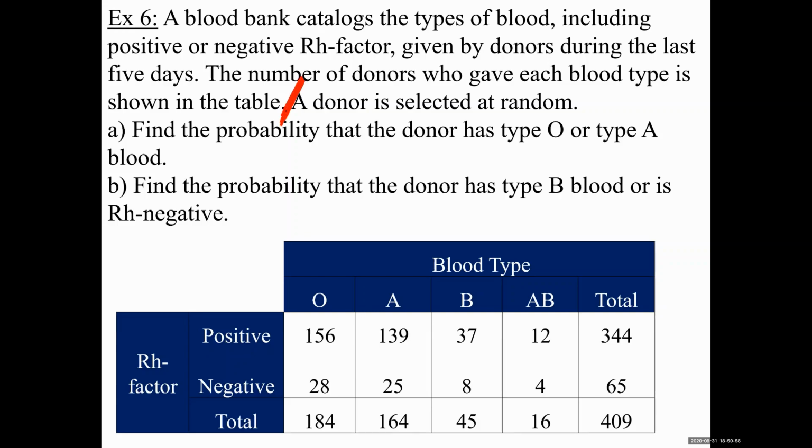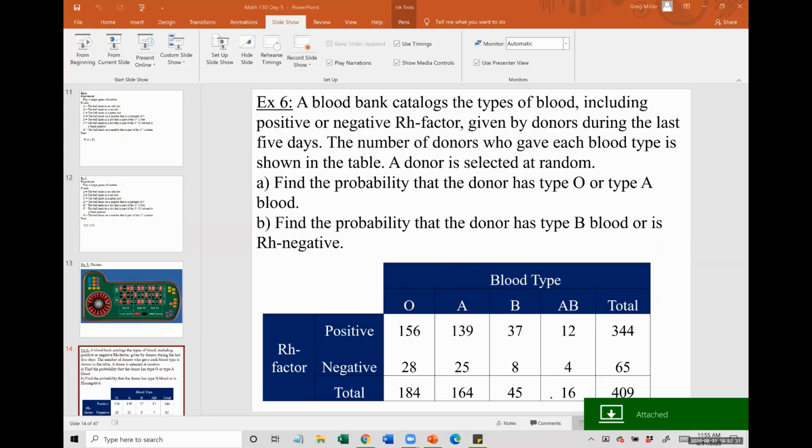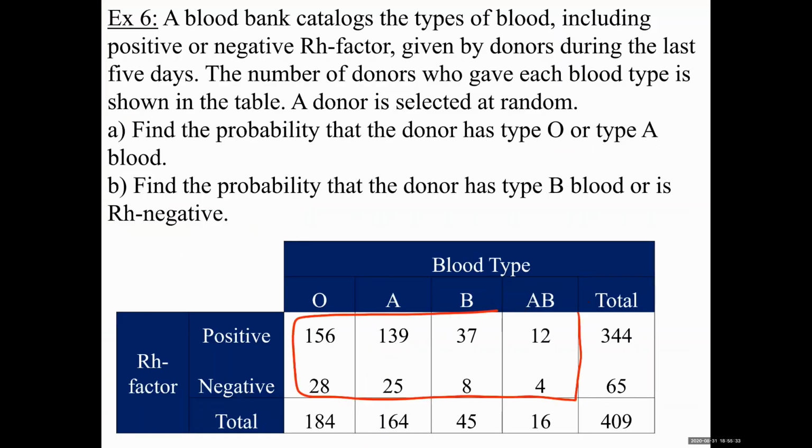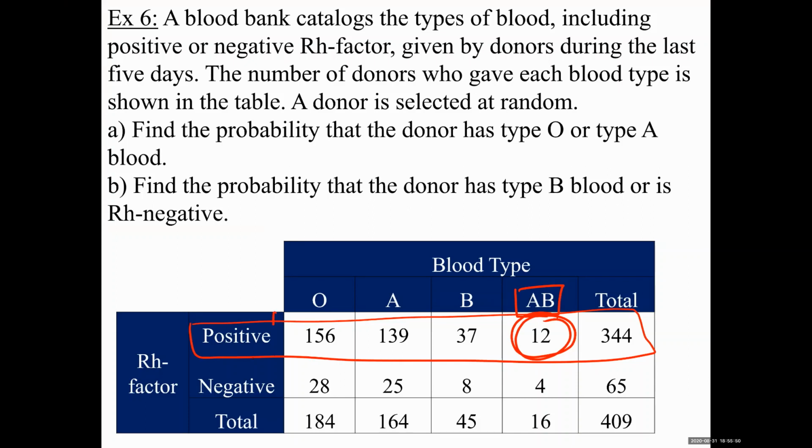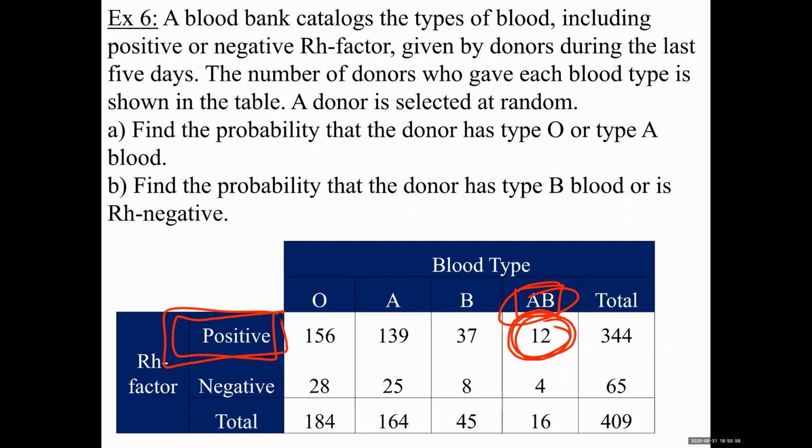Okay, let me put a mark here. Every number in the middle of the table here is an "and." So like this 12, it's in the AB column. So these 12 people had type AB blood, but also because the 12 is in this row, they also had positive Rh factor for their blood. So 12 people had type AB and also Rh positive blood. Each number is an "and," depending on what row and column it is.